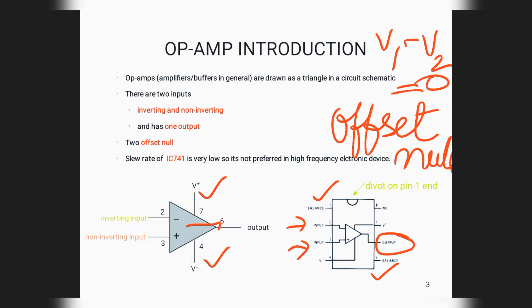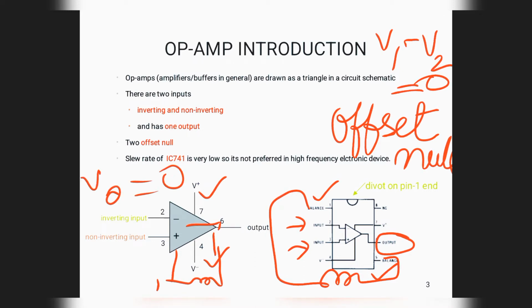So, to make the output practically 0, we used to connect a potentiometer in between pin number 1 and pin number 5, which can be done like this. Suppose you have pin number 1 and here you have pin number 5. Here you connect potentiometer that will maintain the output voltage equal to 0. Hence, the pin number 1 and pin number 5 is known as offset null.